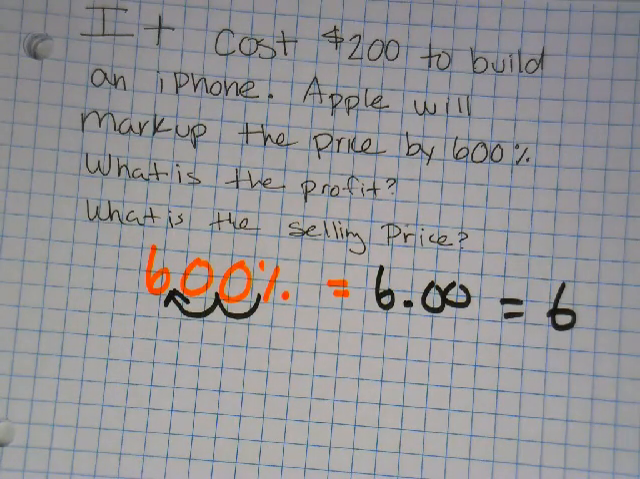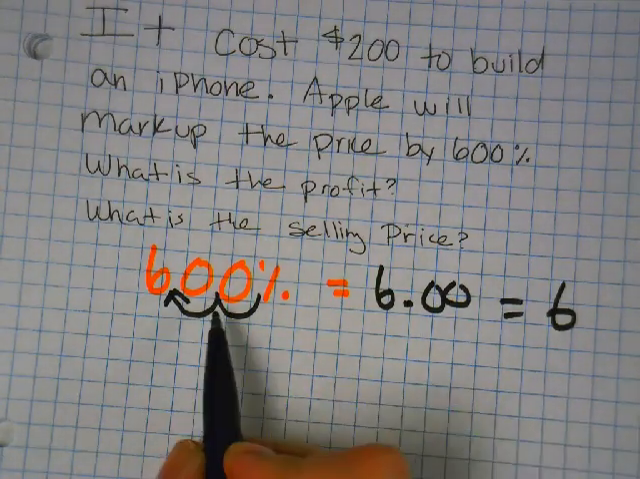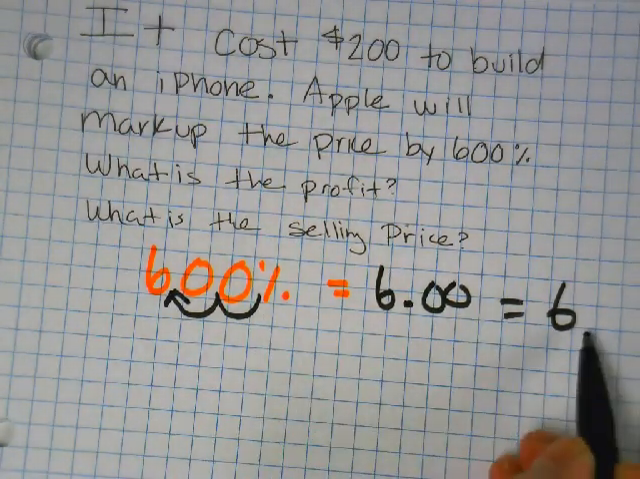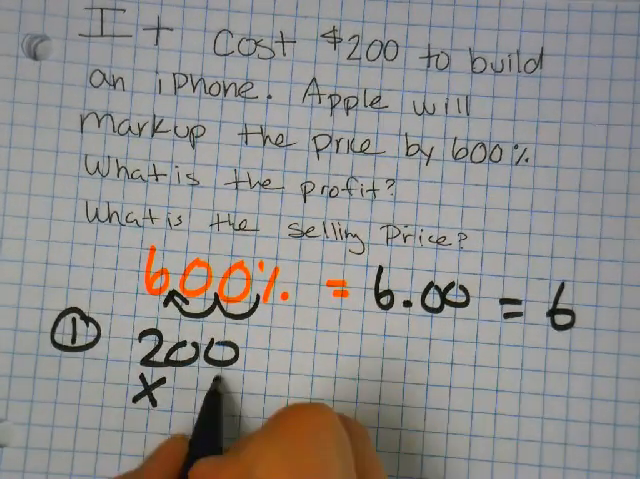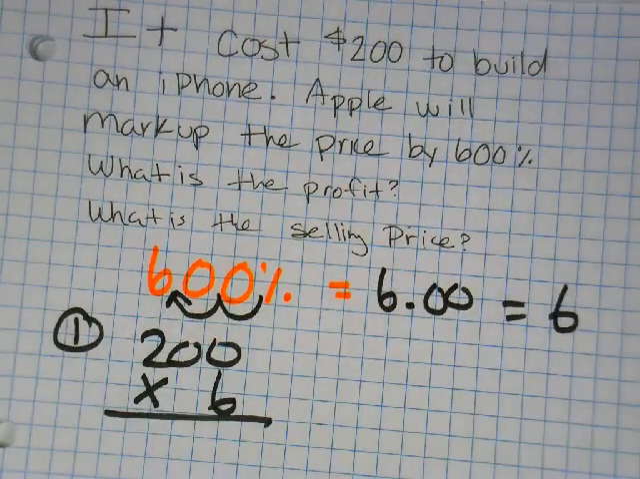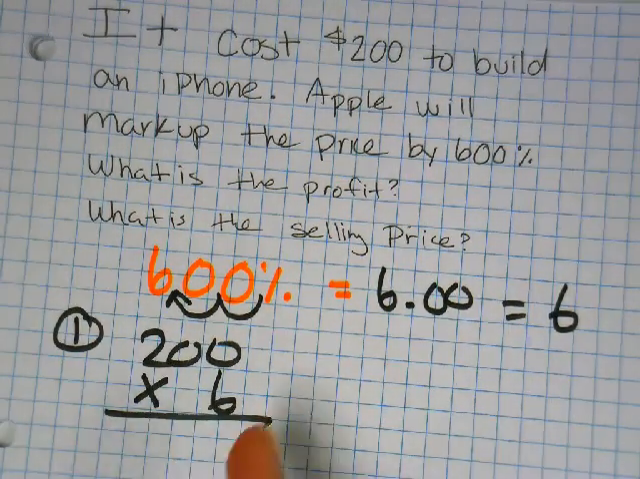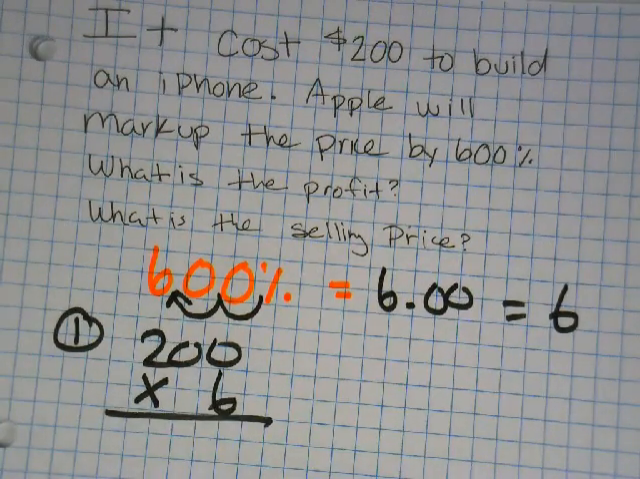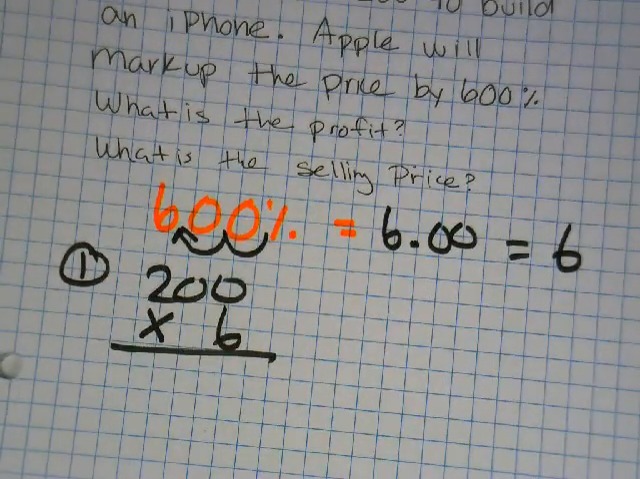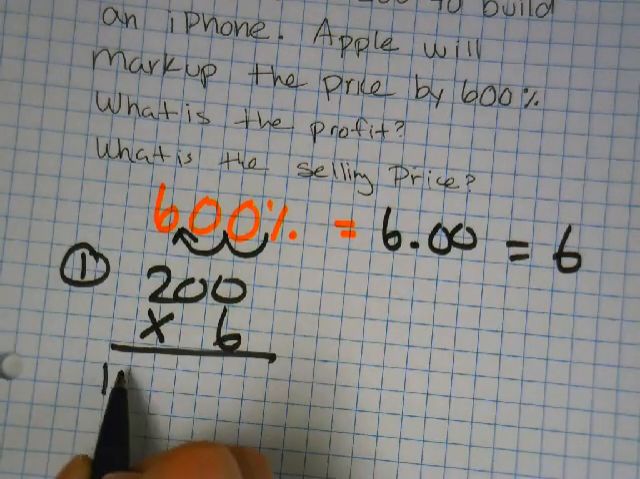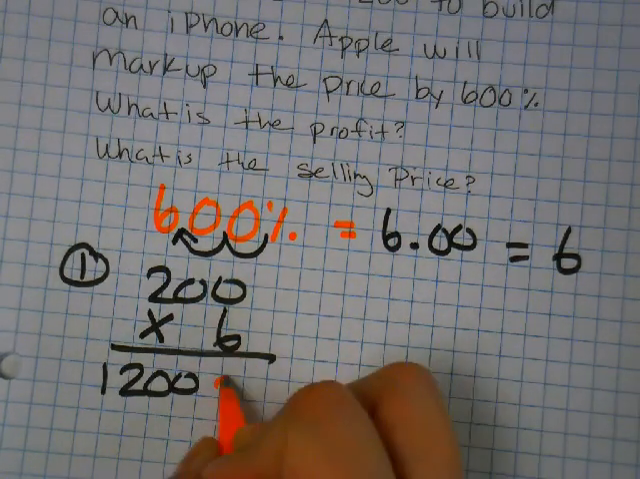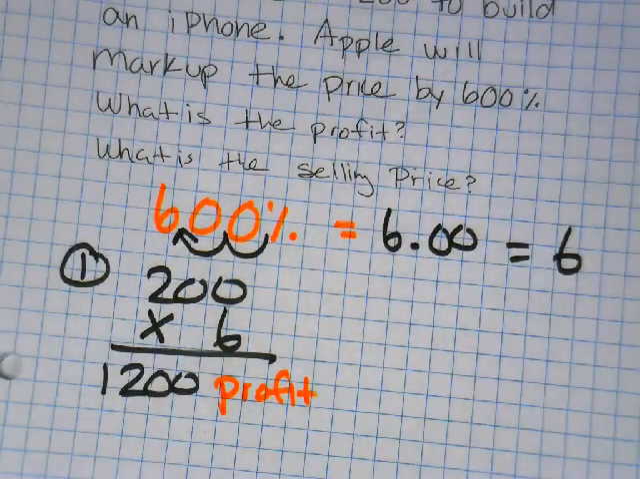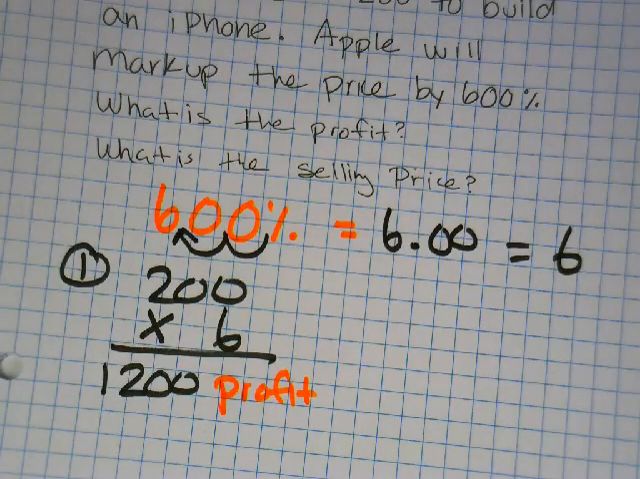They want money. How do you get money? Profit. It's a 600%, which is 6 as a decimal. So you take 200 and you multiply it by 6, which is pretty easy to do. 200 times 6 is 1,200. What do we call our first answer? This is called our profit. So Apple is going to make $1,200 in profit.